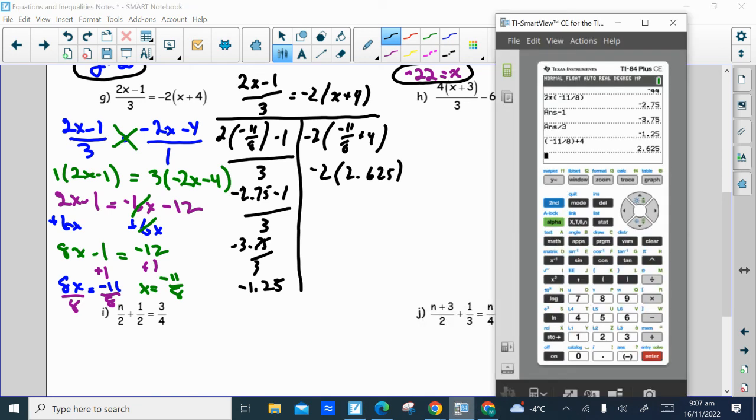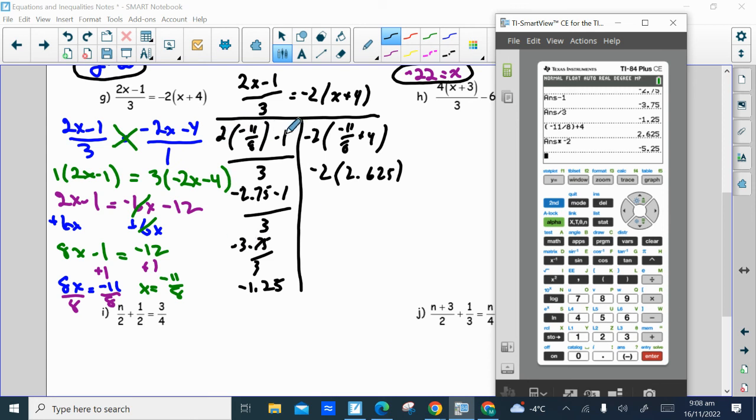I've got a mistake somewhere, I think. Negative 11 over 8 plus 4, because when you multiply that by negative 2, you're not going to get negative 1.25. So here's why the check is so important. When you multiply this by negative 2, you don't get the right answer. So let's go back, and I'm going to check the left side first and make sure I put everything in the calculator correctly in my check.